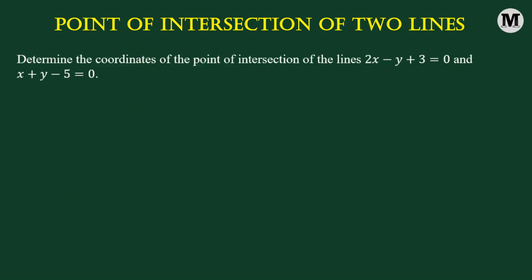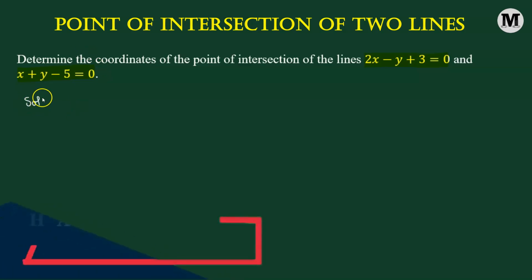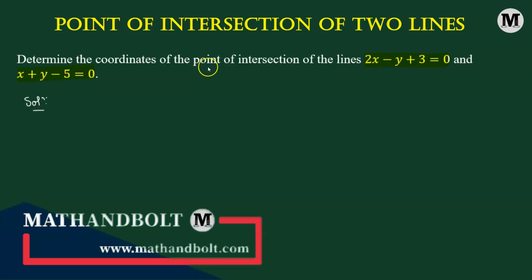Determine the coordinates of the point of intersection of the lines 2x - y + 3 = 0 and x + y - 5 = 0. Okay, let us begin. Finding the coordinates of the point of intersection simply means solving the two equations simultaneously.